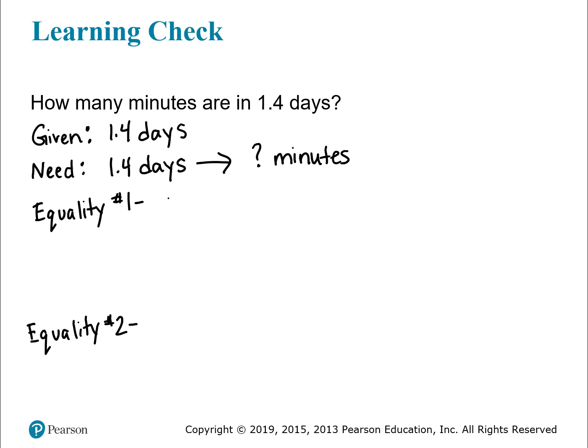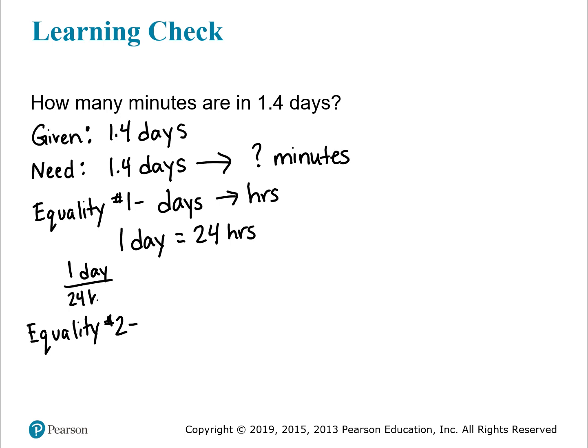So we have to go first from days to hours, okay? If we have 1 day, how many hours is that? It's 24 hours. So your conversion factor should be 1 day over 24 hours and 24 hours over 1 day. Not rocket science. You know how many hours are in a day. Once we have those hours, you have to go from hours to minutes.